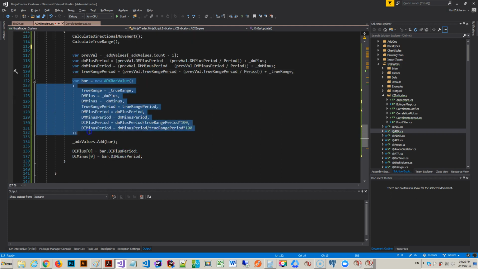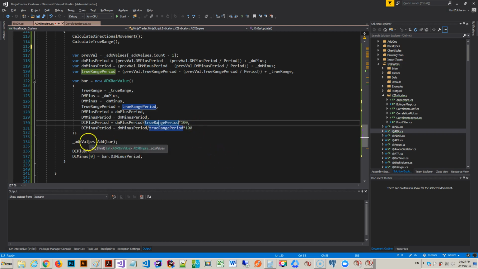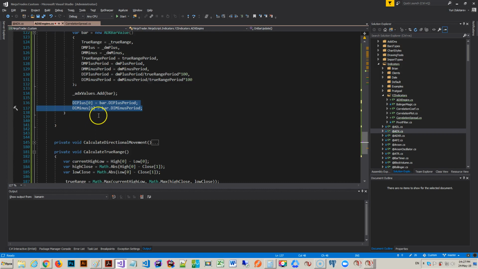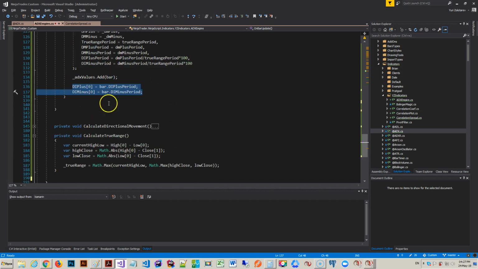And then I calculate the bar. The true range period is basically these three values, and DI plus and DI minus are calculated by dm plus period divided by true range period times 100, just to get out of the decimal spots. I add it to the list, and here I assign the values of the series to run the indicator. And that's about it.